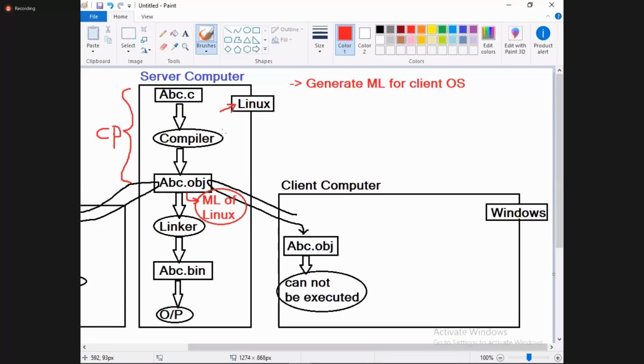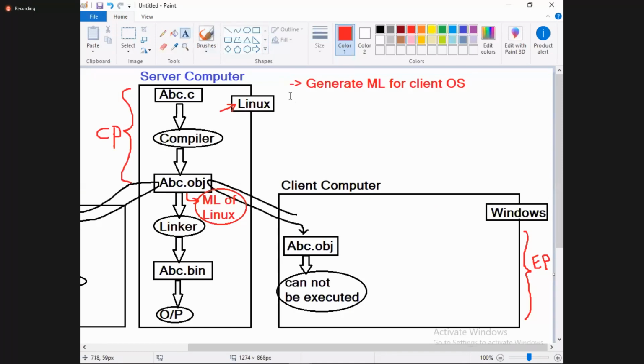What is that? Linux. The server operating system is known in the server computer. This program is downloaded and executed in which client operating system? Is it known or don't know? Don't know. At what time will the client operating system be known? Tell me. The client will come to our system and perform what operation? Compilation or execution? Execution. So now we will come to know the client operating system at the execution phase.